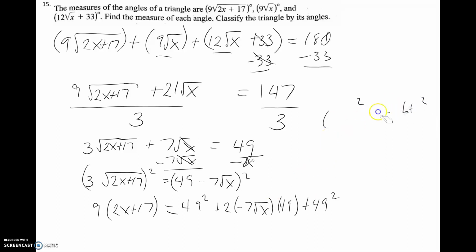Okay, so now that we have that, we've gotten rid of some of the square roots, or at least the square root on the left-hand side, but we're still stuck with that square root in the middle on the right-hand side.